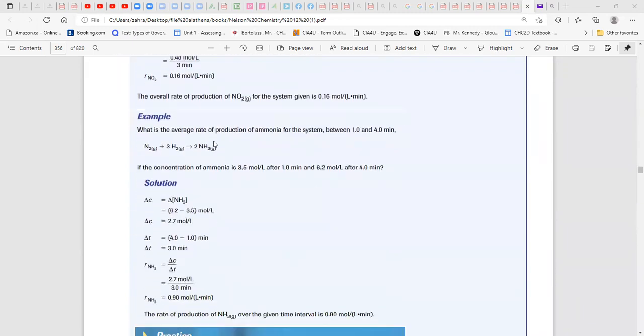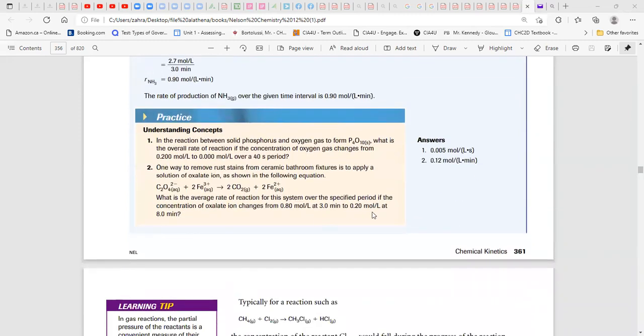Another example: what is the average rate of production of ammonia in the system between 1 and 4 minutes, if the concentration is changing from 3.5 after 1 minute to 6.2 after 4 minutes? The final concentration minus the initial concentration, divided by the final time minus the initial time. Delta T is the final time minus the initial time, 4 minus 1. The change in concentration is the final minus the initial, which gives you 2.7. So the change in concentration, 2.7, divided by the time will give you the rate of change. You can practice 1 and 2 on page 361.